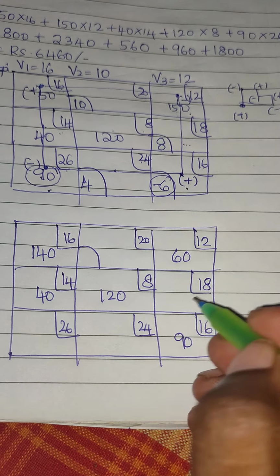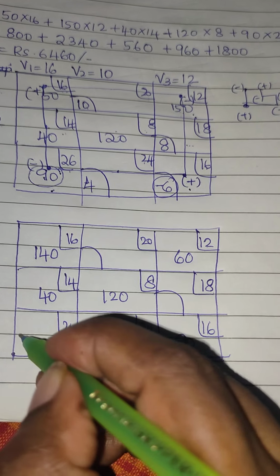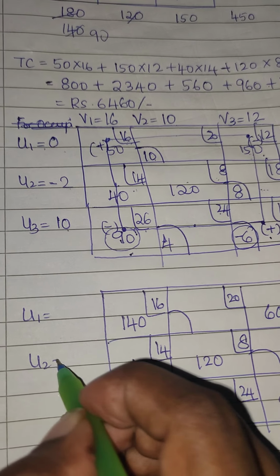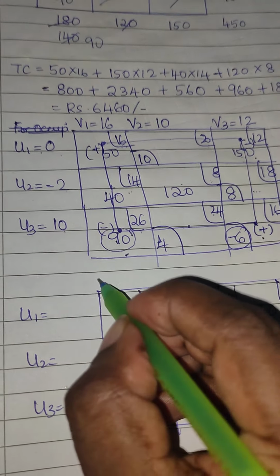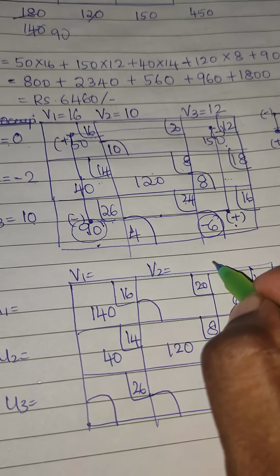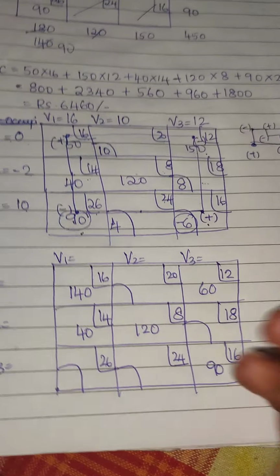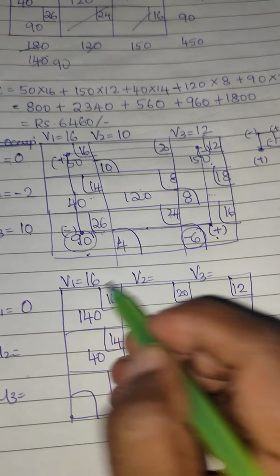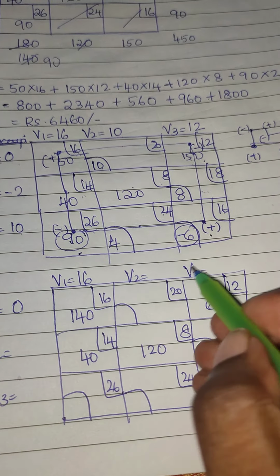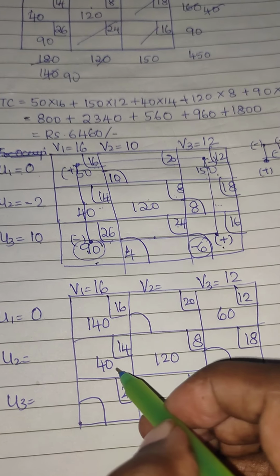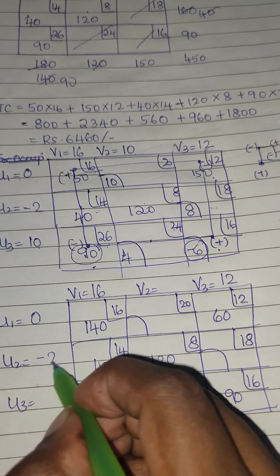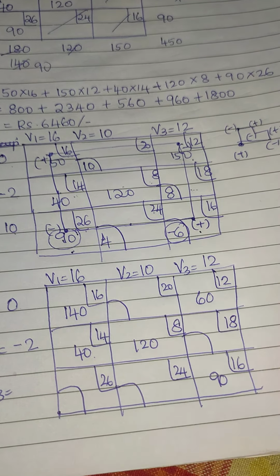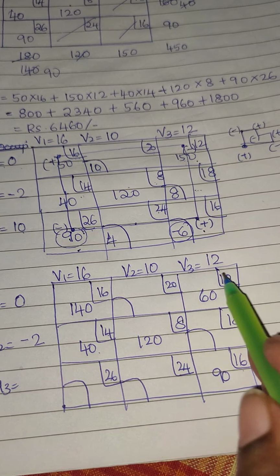Now again I'm going to apply the Modi method and find U1, U2, U3 etc. for occupied cells. And then I'm going to verify whether the answer is optimum or not. Okay. Right. So first, as usual, I'm going to put this as 0. 16 minus 0 is 16. 12 minus 0 is 12. Here 14 minus 16 is minus 2. 8 minus 2 plus 2 is 10. And here 16 minus 12 is 4.